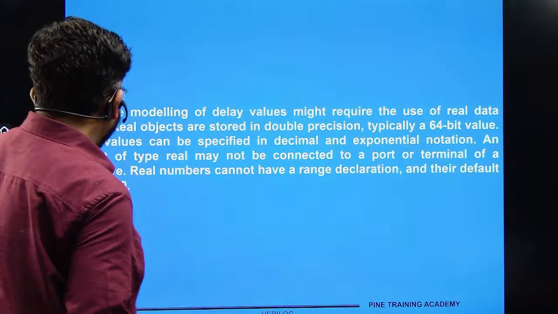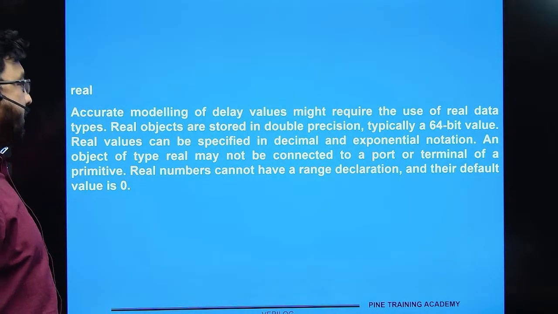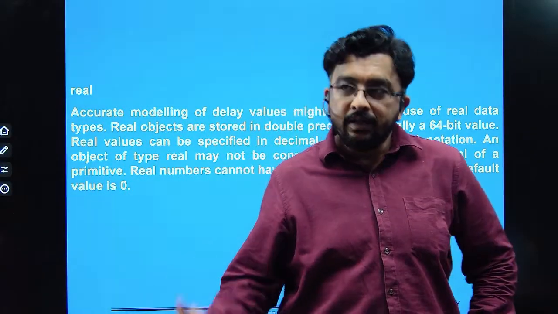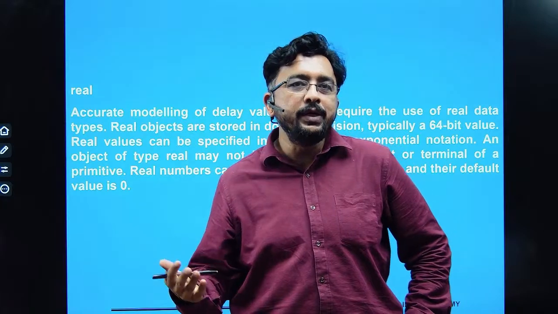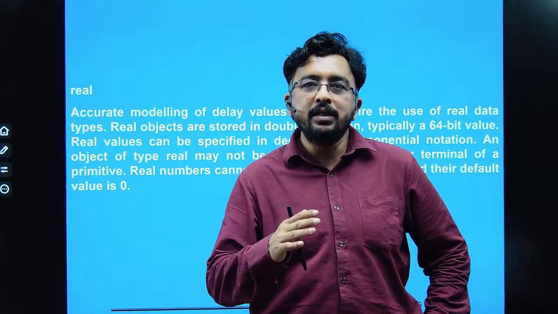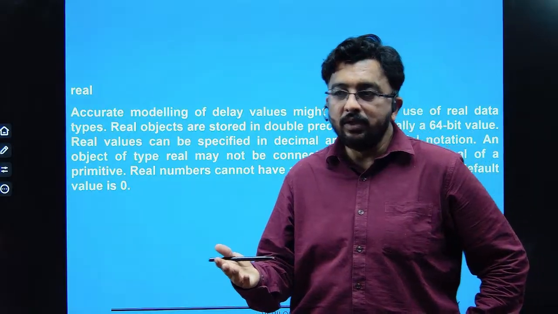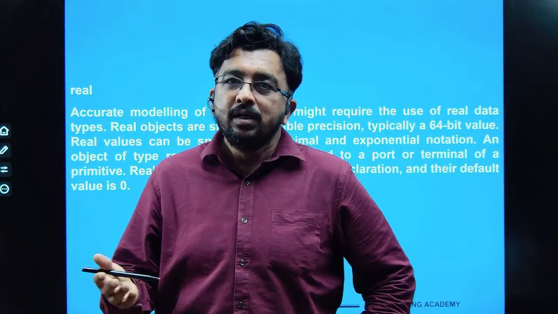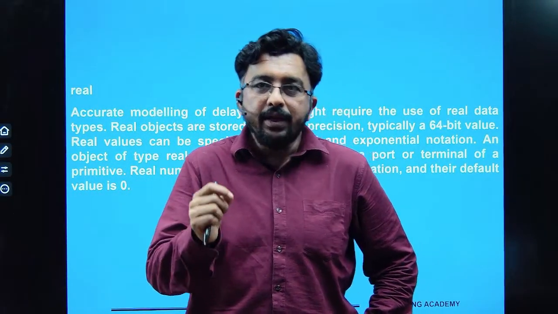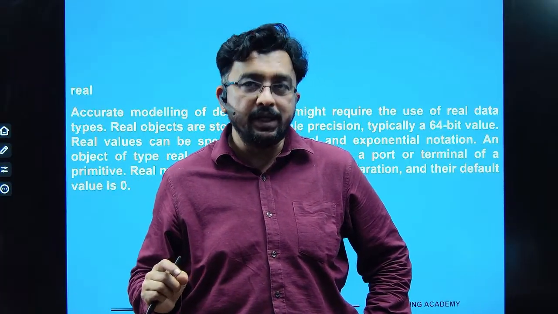So, real. The accurate modeling of delay values might require the use of real data types. Now in Verilog, it is required whenever you are doing any type of simulation. There, you might get data in the form of a point, or I can say in the form of delay. That delay is not always a whole number. That delay may be point-wise, like 4.123. So this is the delay value you are getting.